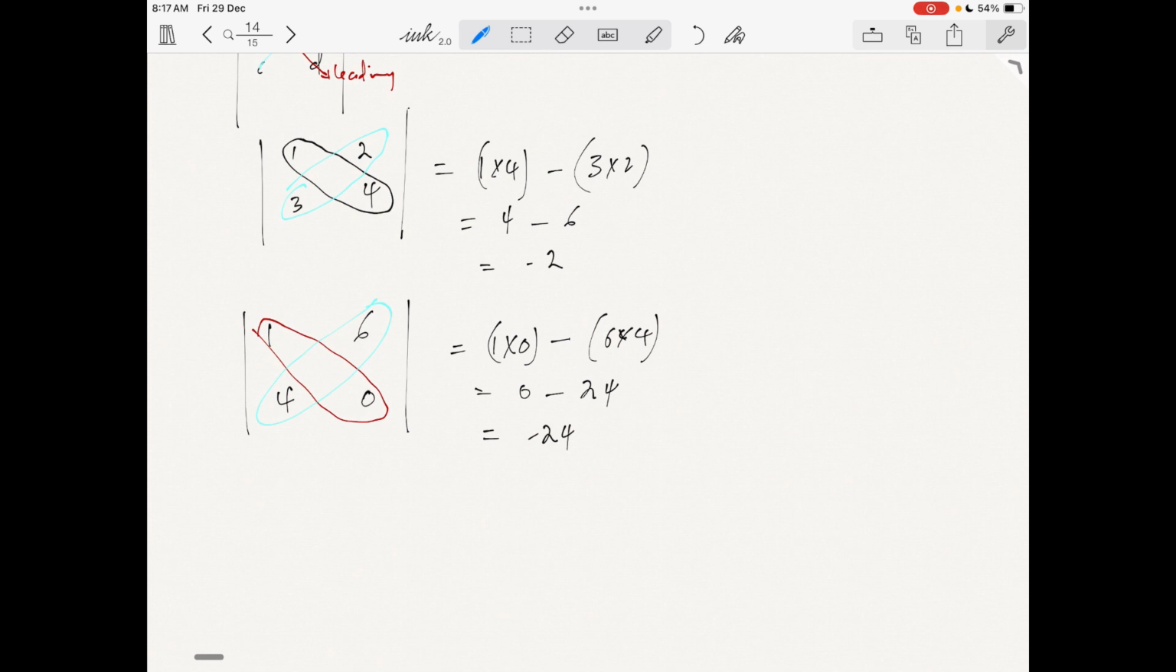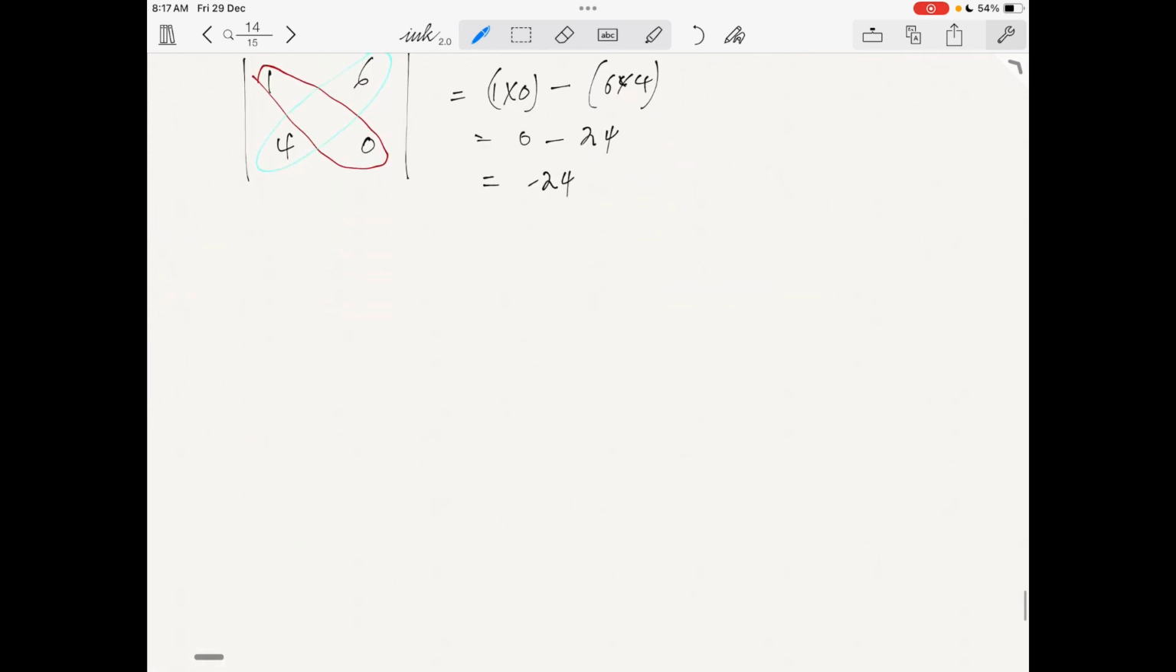We can also have 6, 4, 4, 6, and 1, 0. We take the leading diagonal, that's 4 times 0. We take the following diagonal, that's 6 times 1. Because 4 times 0 is 0, and 6 times 1 is 6, that will give us minus 6.